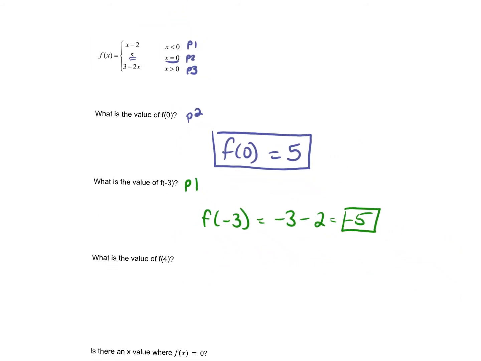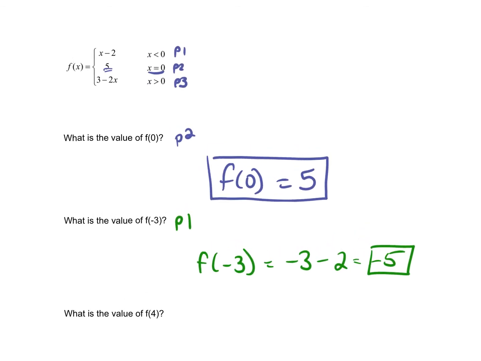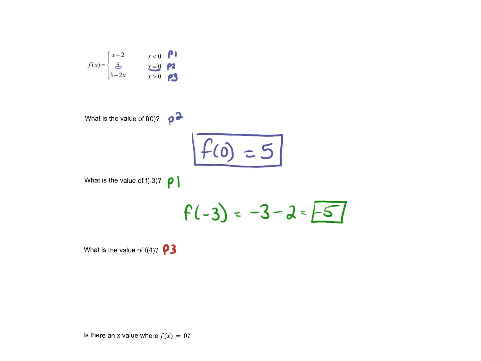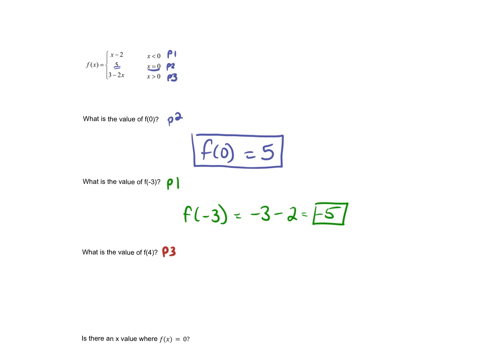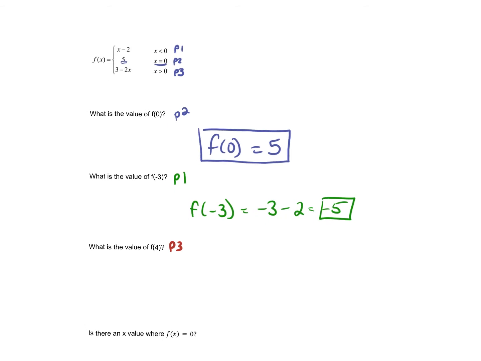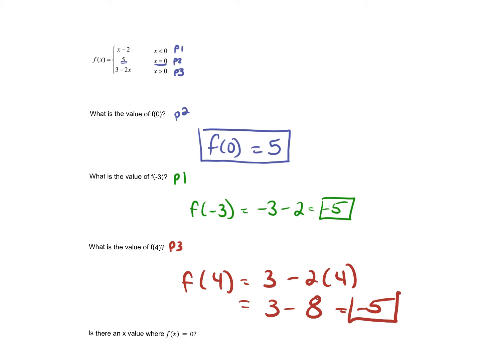Finally, we have what is the value of f of 4. So 4 is definitely in piece 3 because it is bigger than 0. So if we want to do that, we're going to plug in to our piece 3. So f of 4 is going to be 3 minus 2 times 4. And then we just evaluate that expression. 3 minus 8 equals negative 5.